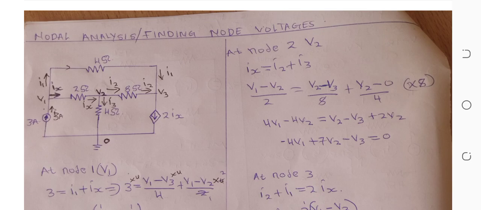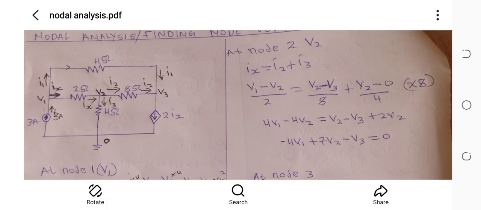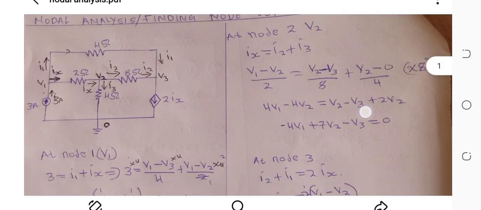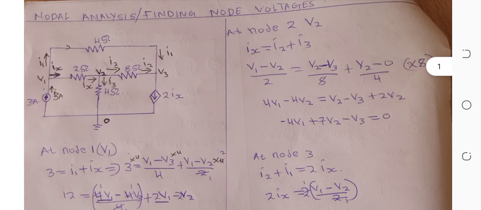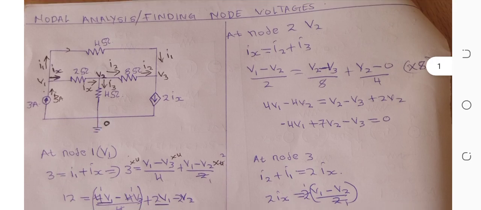So we have Ix is equals to I2 plus I3. This one plus this one makes this one, that one is getting in. So we have this equation here. We solve it after making these the reference node. So at a reference node the voltage is 0.